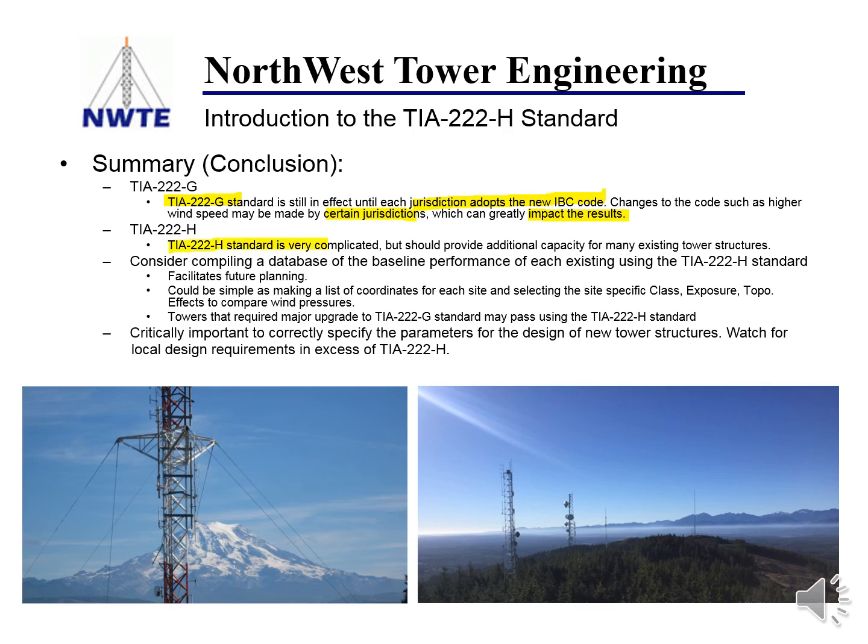We should note that the H standard is very complicated, even more complicated than before, but there's a good chance we might have some additional capacity. So don't forget to think about your planning, compiling databases, looking at these wind pressure diagrams, and also some towers that were major upgrades or failed under the G standard might just pass under H, so it's definitely worth looking at. And a reminder, it's critically important to specify the parameters on all your new towers. Very difficult to do, and we also have to look out for any local requirements that may be in excess of H.